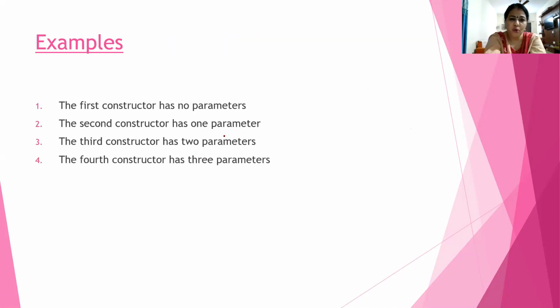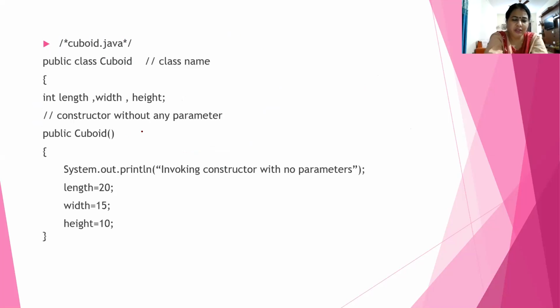So I have written four constructors in our program. The first constructor has no parameter, that is the default constructor. The second constructor has one parameter, then two parameters, then three parameters. Look at the example. Now look here with the default constructor, that is the constructor that has no parameter. Three instance variables are there: length, width and height. Now, the constructor here is the default constructor, and the length is initialized with 20, width is initialized with 15, and height is initialized with 10. Just remember this.